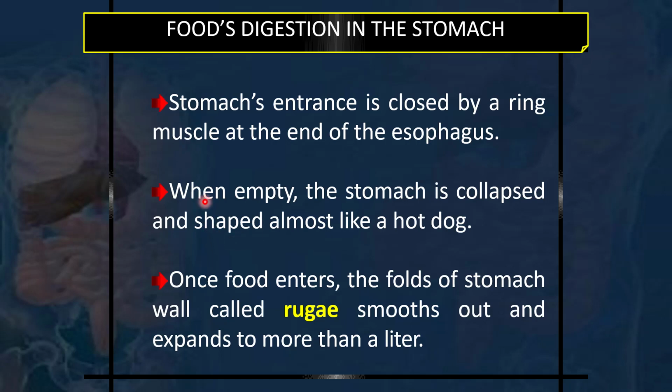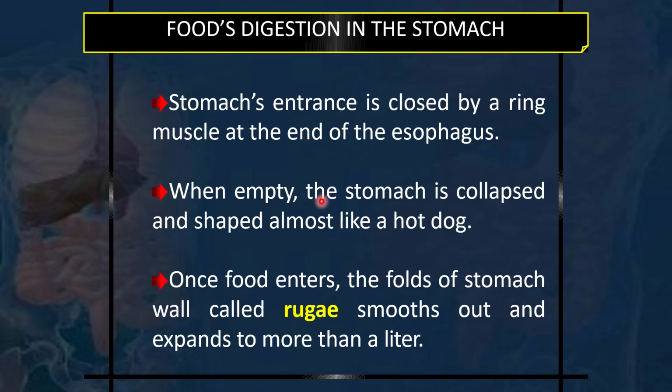When empty, the stomach is collapsed and shaped almost like a hot dog. Or you must have seen the hot water bottles which are used for hot fomentation. They are rubber or plastic bottles which are very easily moldable. The stomach is also such a collapsed structure, and I will also share a video of the stomach's anatomy so that you can correlate the things with each other, the theory part with the practical part as well.